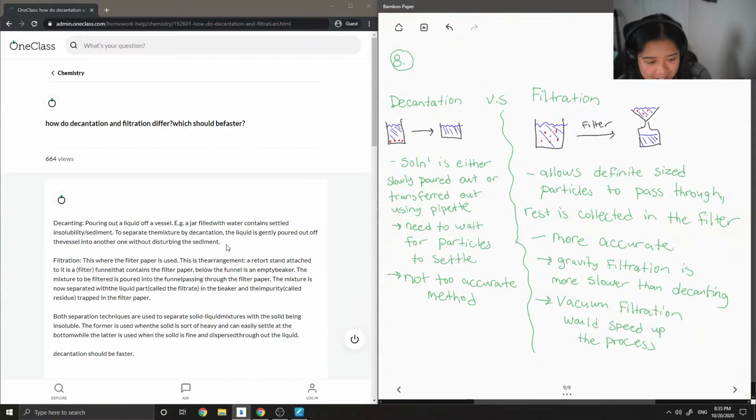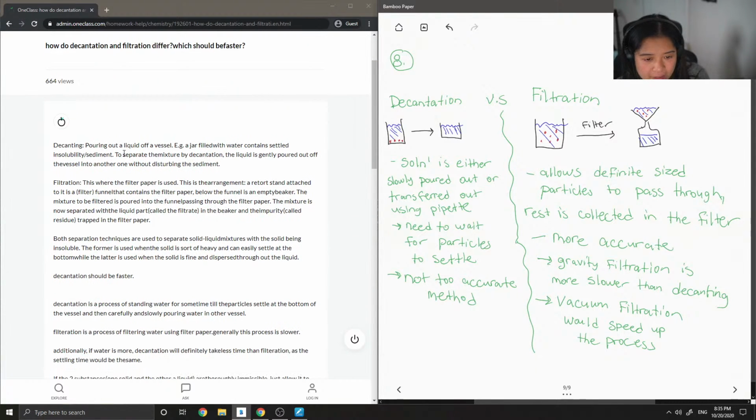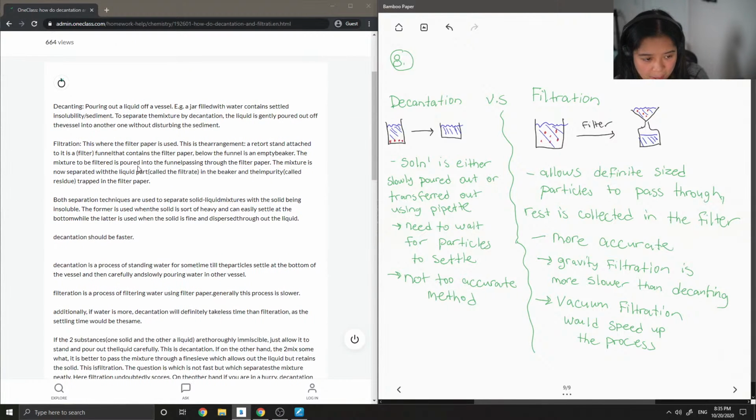So let's just see what our junior tutor said. Decanting, pouring out a liquid off a vessel. Example, a jar filled with water contains settled sediment. Separate the mixture by decantation. The liquid is gently poured out of the vessel into another one without disturbing the sediment. Filtration. This is where the filter paper is used. This is the arrangement. A retort stand attached to it is a filter funnel that contains the filter paper. Below the funnel is an empty beaker.